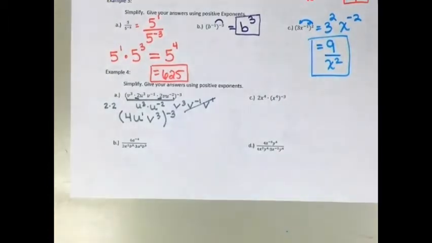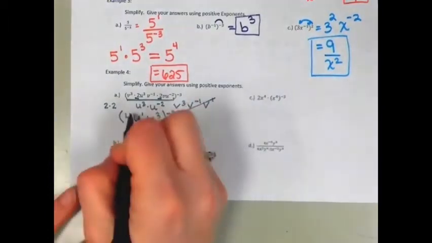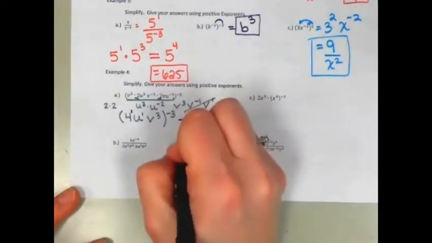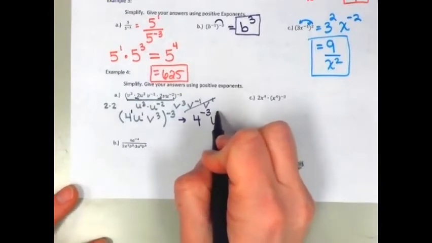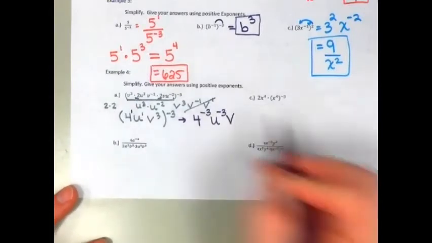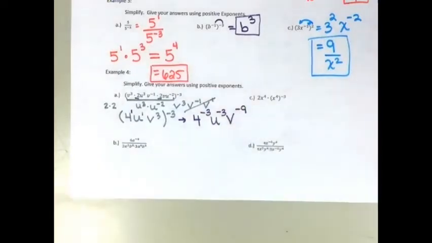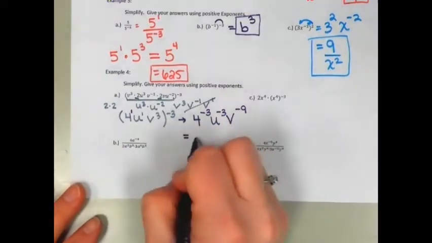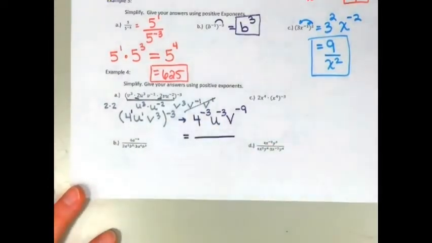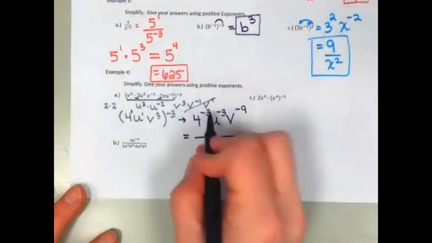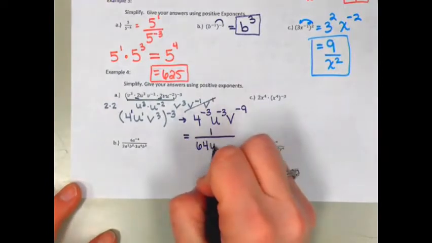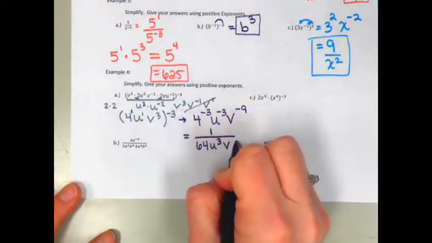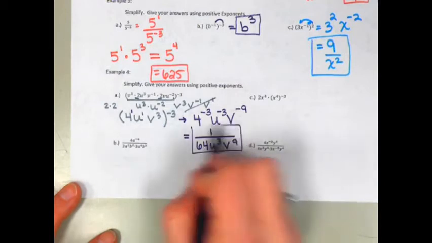So now we're raised high. We multiply. But we have to make sure we raise everything. So this will be 4 to the -3rd, u to the -3rd, v to the -9th. And now what do I have to do with every single one of these? Move it to the denominator. Why? To become positive. So what is 4 cubed? 64. So 1 over 64, u to the 3rd, v to the 9th. And that would be your final answer.